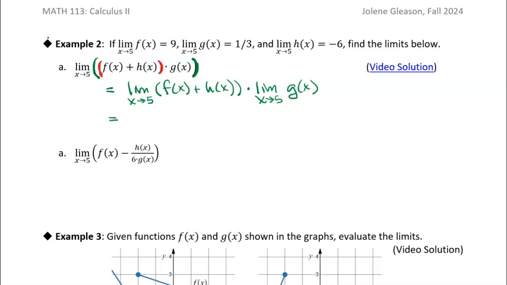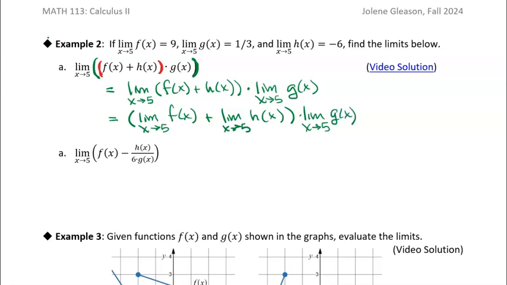So I have the limit of a sum. It's the sum of the limits. So again, I've got parentheses here, so I'm going to move the limit inside the parentheses. So I have the limit as x approaches 5 of f of x plus the limit as x approaches 5 of h of x. And then all of that times the limit as x approaches 5 of g of x.